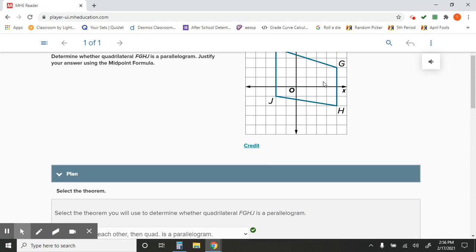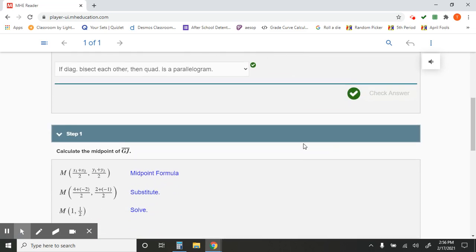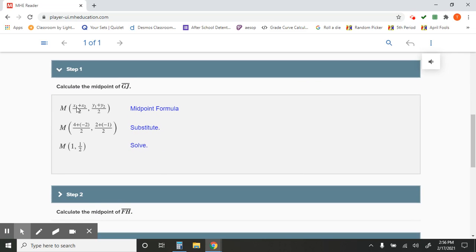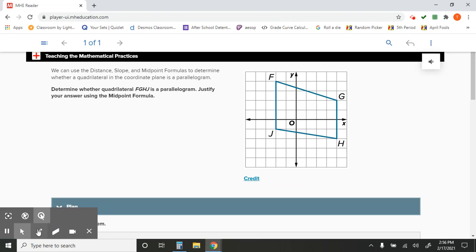So we're going to look at G and J first, right? So we take the points for G and J and we plug them in. G is at (4, 2), and J is at (-2, -1). And we find the midpoint, which is going to be at the point (1, 1/2). Right about there.